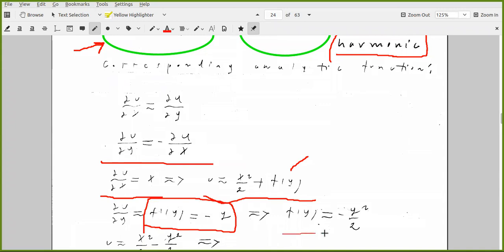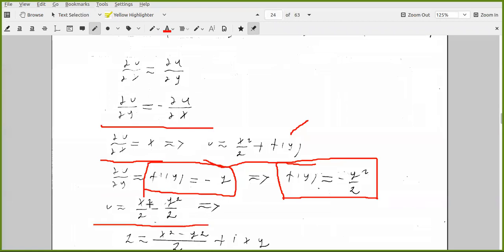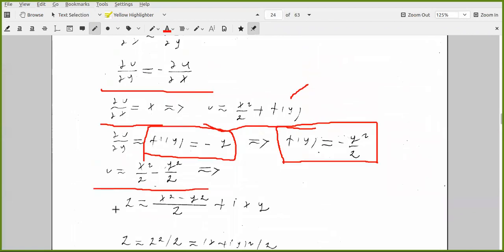Integrate this, then you'll get f of y is minus y squared over 2. Now, you don't need to add constants at this point. They will not be of any use. It's sufficient to have a particular solution. For u is found because f of y is minus y squared over 2. U is x squared over 2 plus f of y. In other words, u is x squared minus y squared over 2. And z is found. Our analytic function, z, is x squared minus y squared over 2 plus i times xy. That was v.